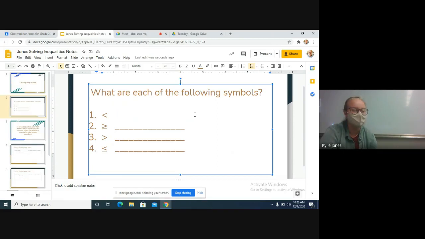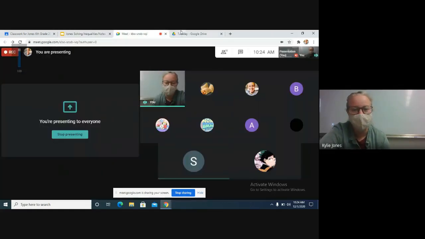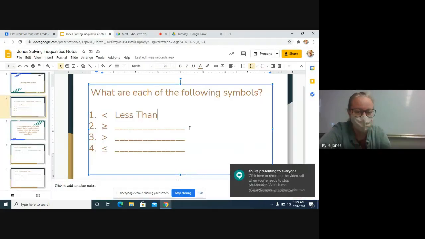That's not right. It's not alligator mouth. Less than? Good. This is less than. Yes, but that's second grade stuff. We are in sixth grade now. We say it correctly. This is a less than symbol. Okay. Good job, guys. This is less than.